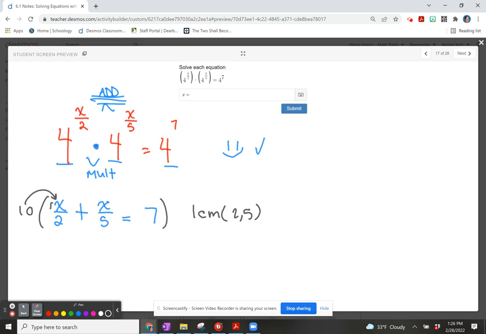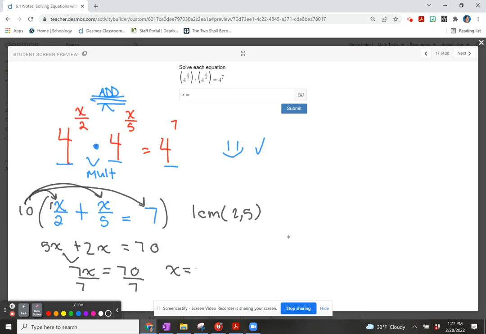So 10 times x over 2 gets you 5x. This would get you 2x. And then 10 times 7 would get you 70. So then that's 7x equals 70, and then x equals 10.